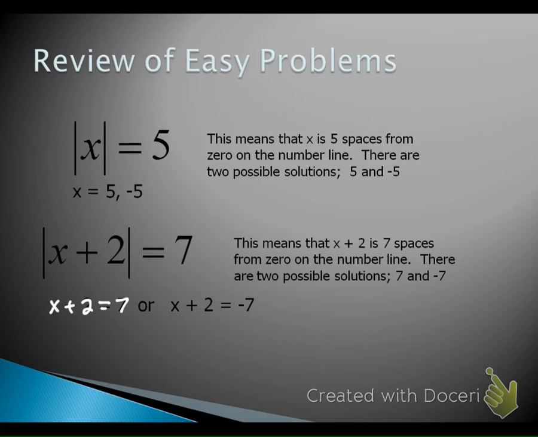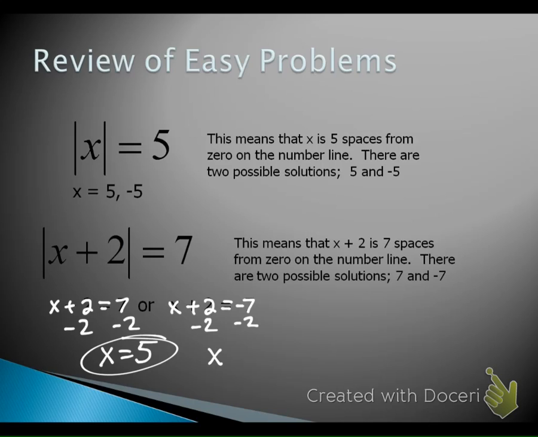So the first one, it's just what I wrote earlier. X plus 2 equals 7, or x plus 2 equals -7. Now we can solve those. So you have to solve them independently. We could get x as 5. Over here it's -9.